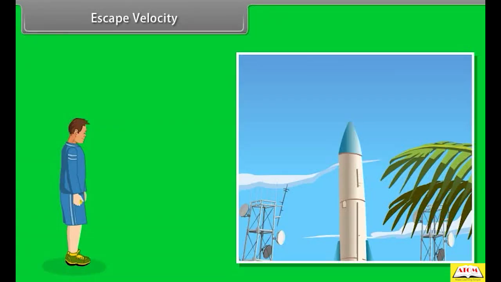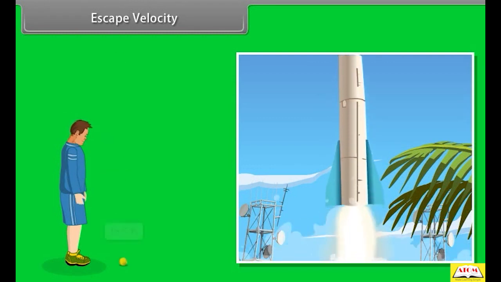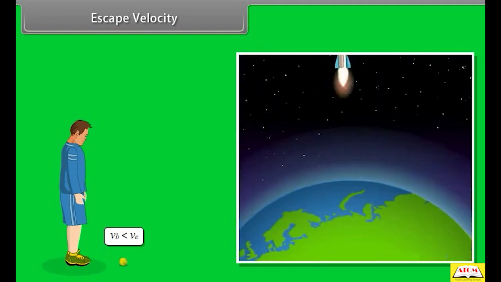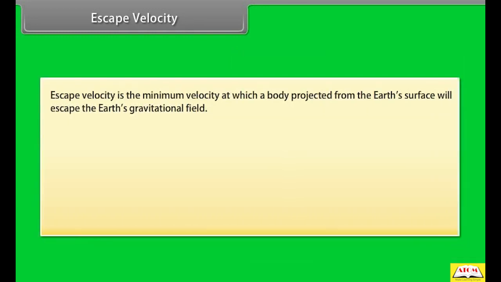Escape velocity. Can we throw an object with such high initial speed that it does not fall back to the Earth? Yes, if we throw an object with escape velocity, it does not fall back to the Earth. Escape velocity is the minimum velocity at which a body projected from the Earth's surface will escape the Earth's gravitational field. Escape velocity for the Earth is v equal to 11.2 km per second.